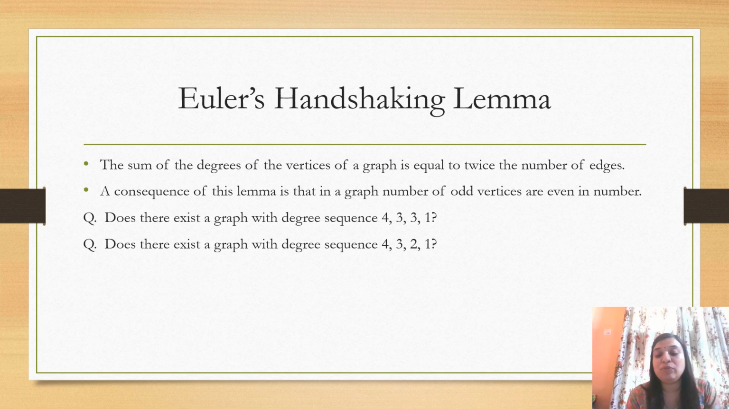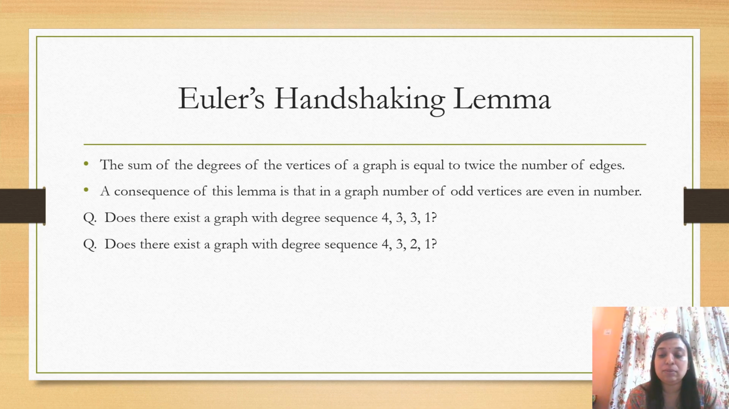And a consequence of this lemma is that the number of odd vertices in a graph is even. Which is very simple to prove again, because we know that the sum of the degrees of all the vertices is twice the number of edges, so it will be an even number because it's 2 times the number of edges.